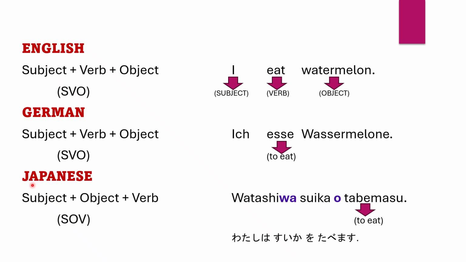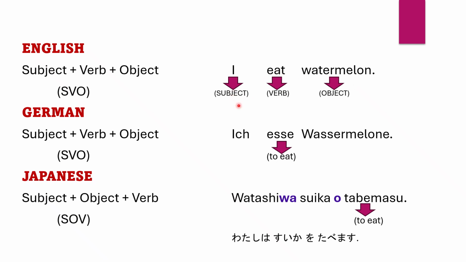Okay, so the English language follows subject, then verb, then object. German also follows the same pattern, subject, then verb, and then object. But the Japanese language follows subject first, then the object, and then the verb. So let me make it clear with an example. I eat watermelon. This is the English sentence pattern.